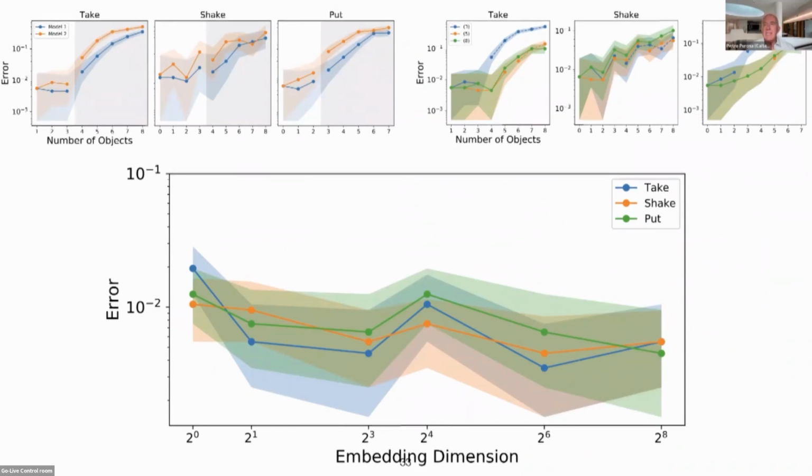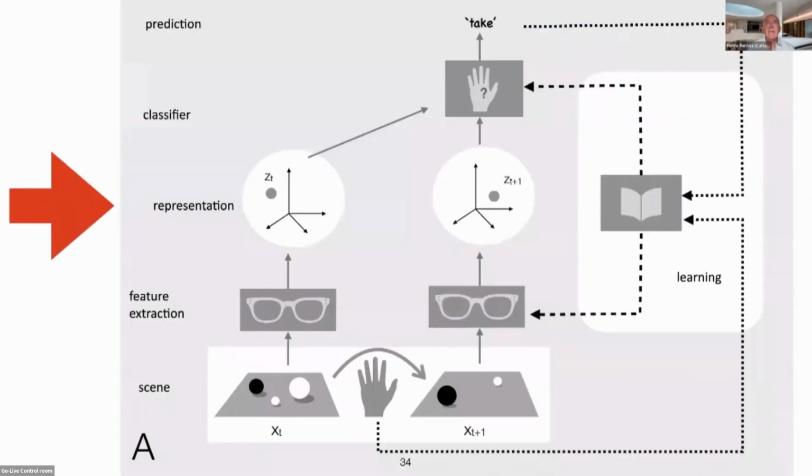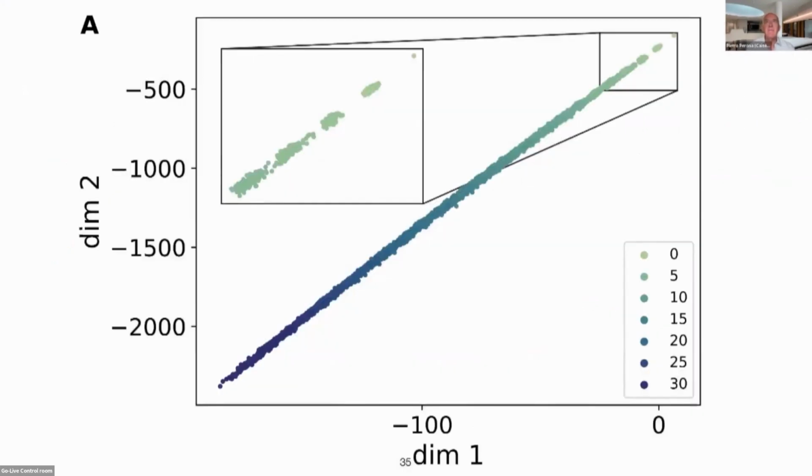Now, this is a surprise, and more surprises come when you look at the representation, namely the embedding. What I'll show you is the embedding you obtain if you use 2 dimensions for the embedding. And again, you train with scenes containing from 0 to 3 objects. Each dot here is an image containing between 0 and 30 objects. So although the system was trained with up to 3 objects, here the images contain up to 30 objects.